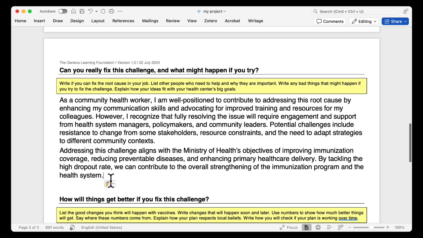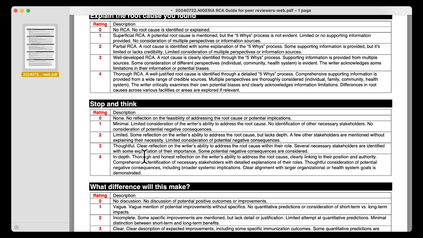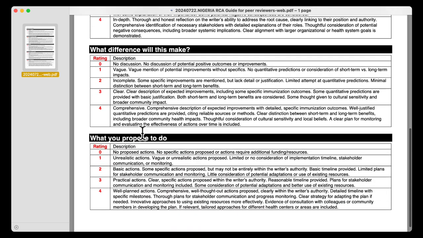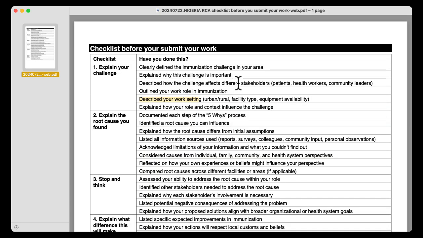Now, this sounds like a lot of words. It's not very tangible. So, if I were looking at the evaluation criteria for what difference will this make? Well, I don't know. It's kind of vague. Vague mention of potential improvements, but what are the specifics? No quantitative predictions, no actual numbers or consideration of short-term versus long-term impacts. So I think on this one, I might self-evaluate as a 1 or a 2. And again, be honest with yourself. If you're self-evaluating, you give yourself all 4s, you're not actually helping yourself.